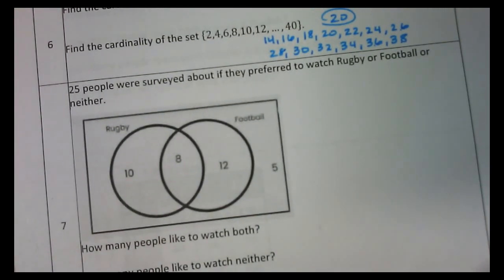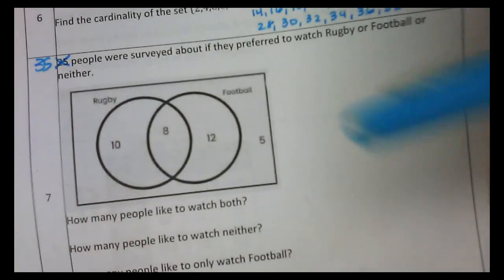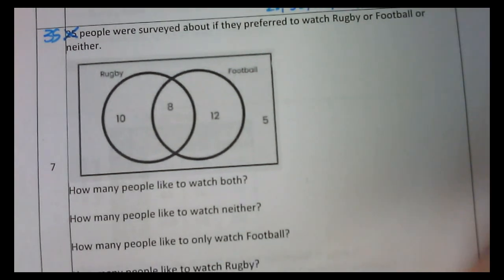Next one, it says 25 people were surveyed about if they prefer to watch rugby or football or neither. I think there's not 25 people in this survey. I think that's a typo. Let's see how many people are in this survey. There are 35 people, so we need to fix that. 35 people in the survey.